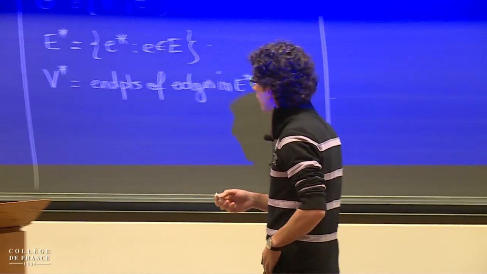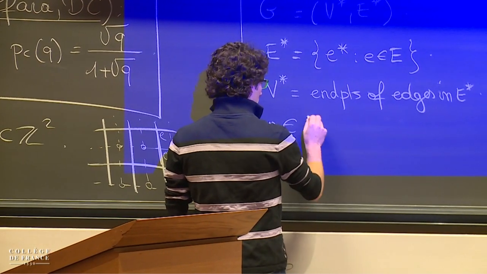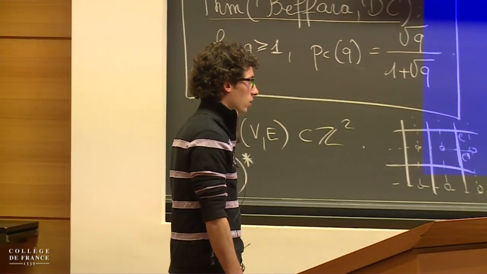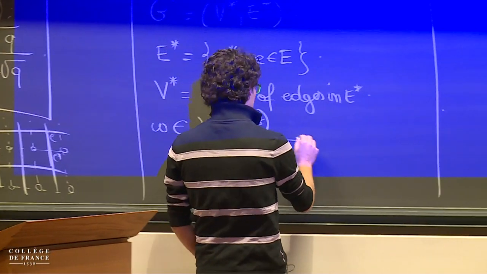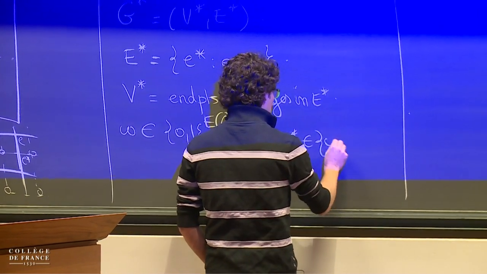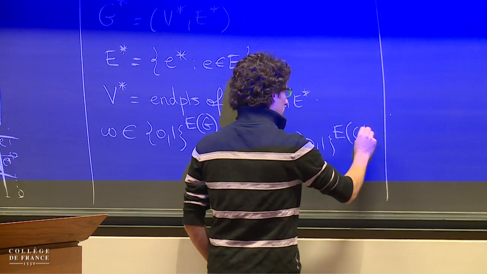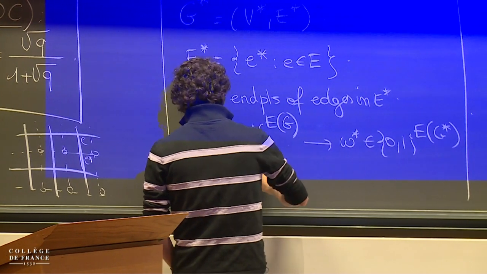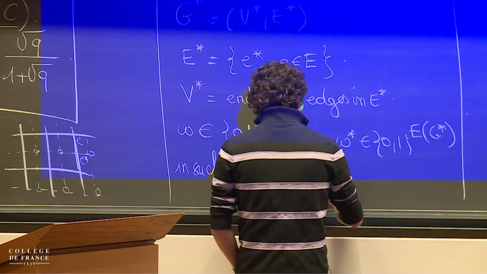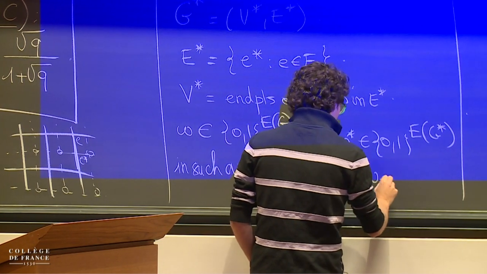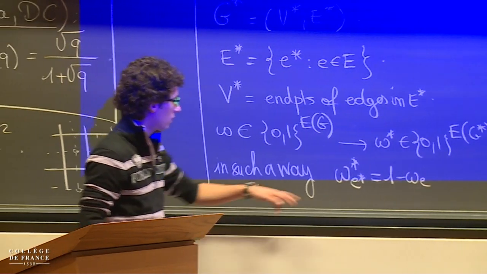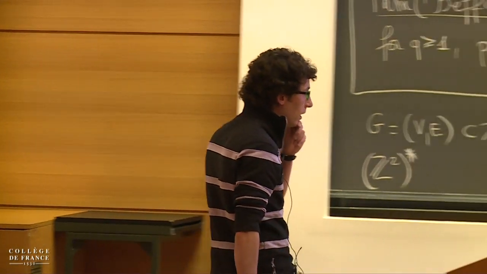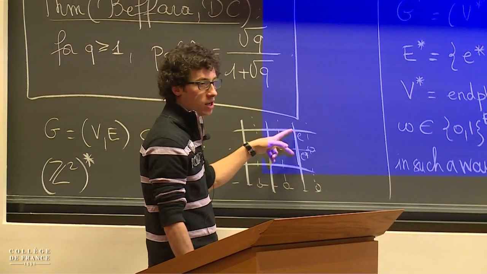Now, for any configuration omega in {0,1}^E(G), so any percolation configuration on my graph G, I can associate a dual configuration, defined on the dual graph, in such a way that the value at e star is equal to 1 minus the value at e. That exactly means, in words, that the dual edge is closed if the primal edge is open, and vice versa.